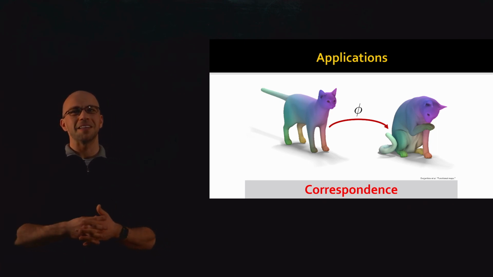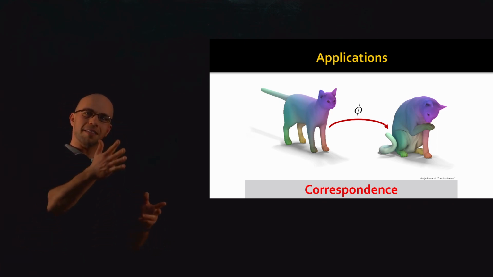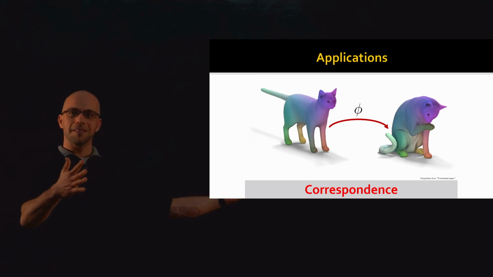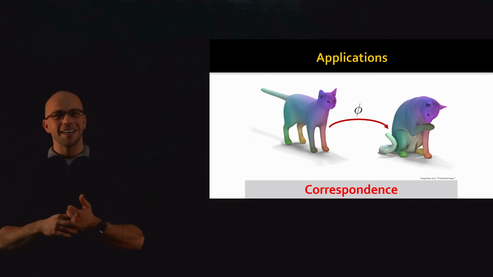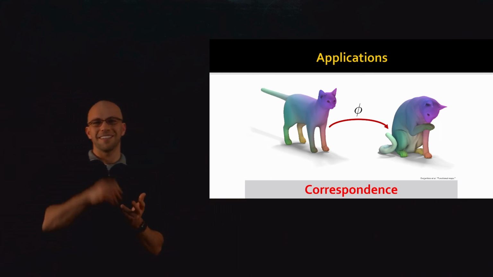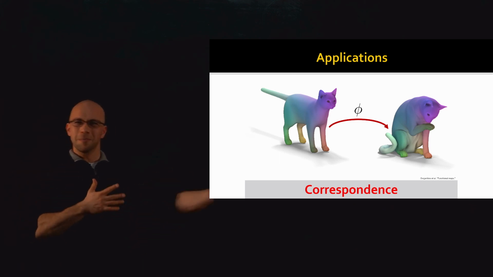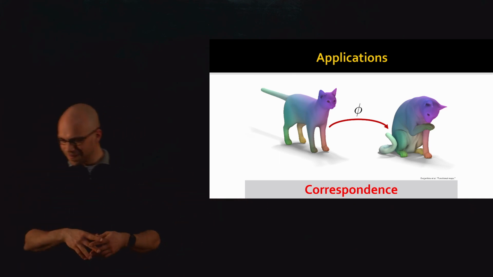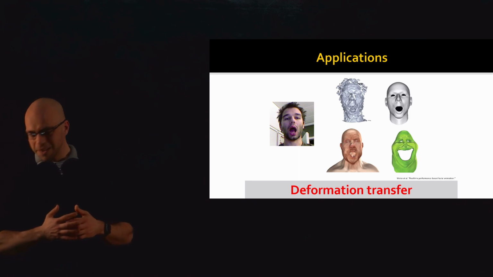Like given two 3D scans, can I figure out which points on the first scan correspond to which points on the second? This is useful for tasks like texture transfer in computer graphics. I draw a zebra texture on a zebra, and now I want to put it on a horse or something like that. We can think about deformation transfer.